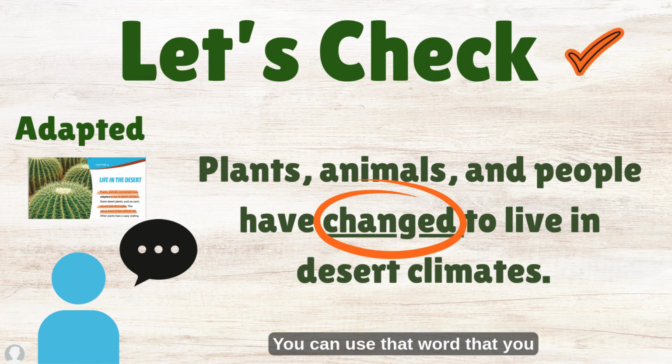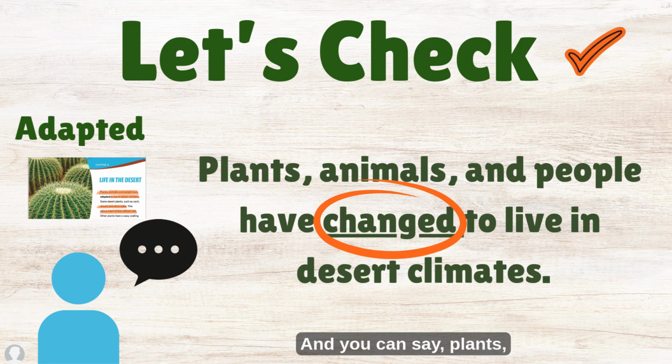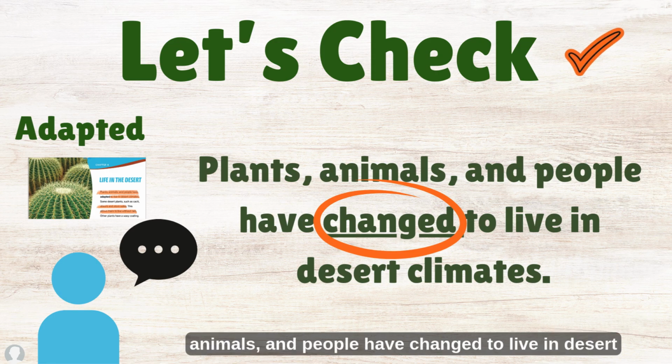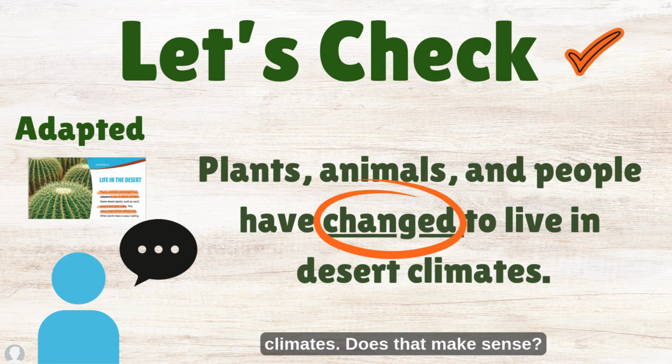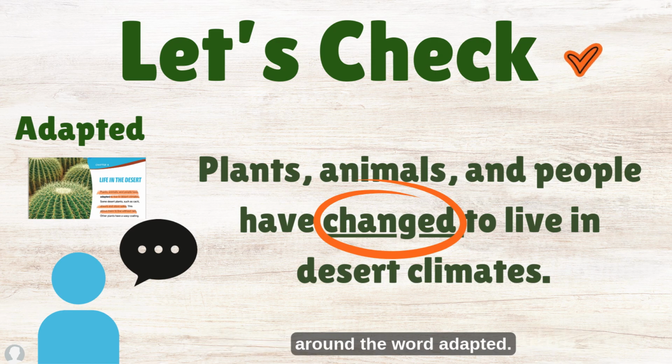You can use that word that you both came up with and check it within the reading. And you can say, plants, animals, and people have changed to live in desert climates. Does that make sense? And you would want the student to respond, yes, that makes sense. And that is helping you use those context clues around the word adapted.